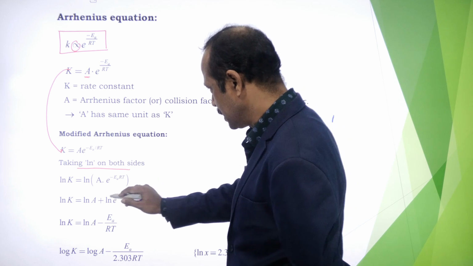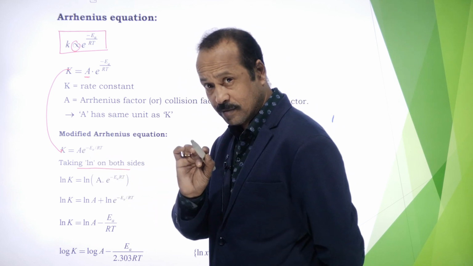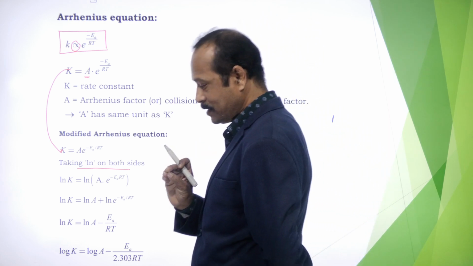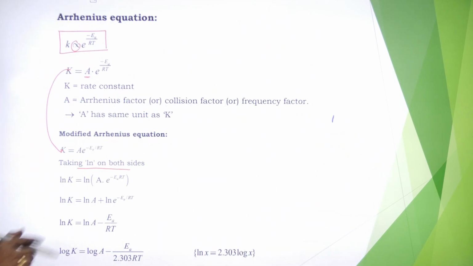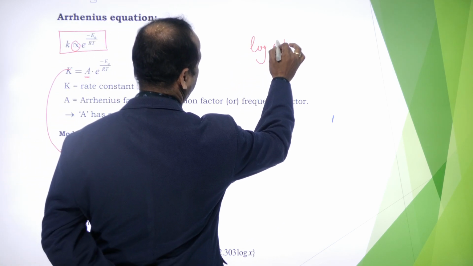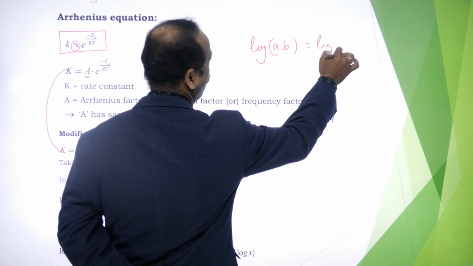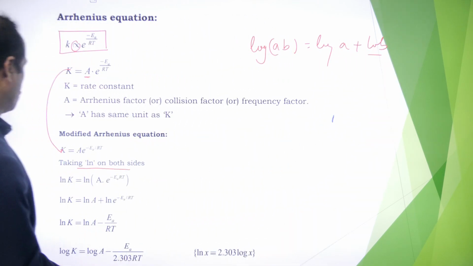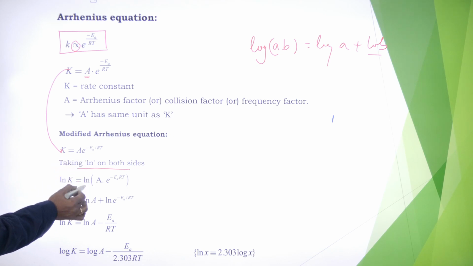So here you see, students, it's not required for your IIT foundation, but I'm telling you a little faster, so you try to understand. Here we have one formula: log AB is equal to log A plus log B. This is one formula. So here we are applying the log, then what happens?